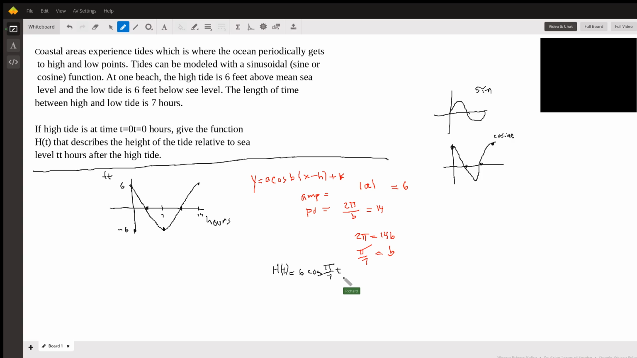Very simple. And you can put this into your calculator and you can see the graph, and you'll see that it matches the graph that we just sketched out here.